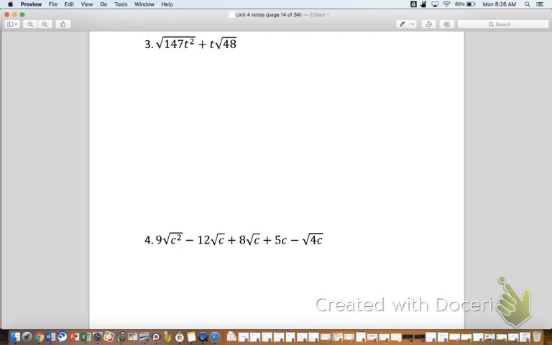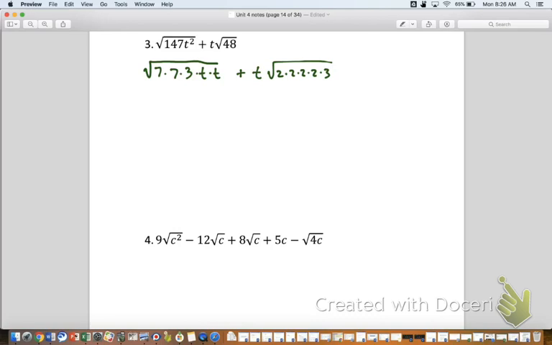Okay, guys, number 3, let's check answers. 14c minus 6 square root c. Was 147 a little weird? Yeah, it was a little strange. It ends up being 7 times 7 times 3 times t times t. And then over here, the 48 is 4 2s and a 3. Like so.